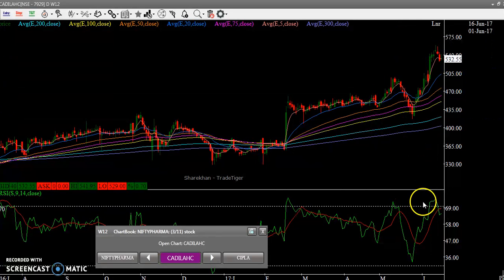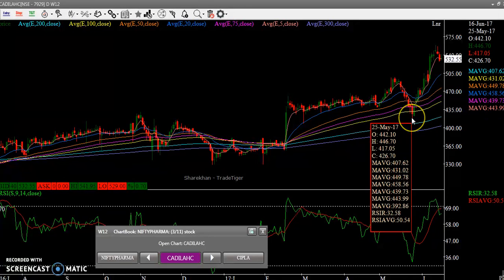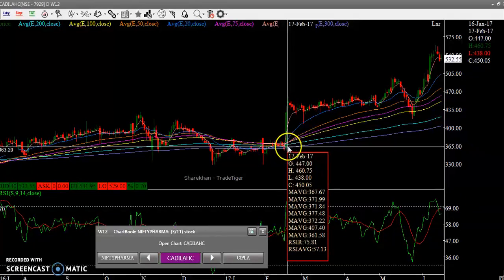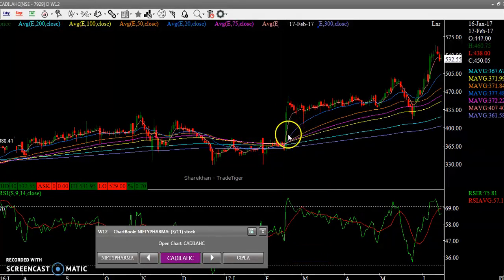Plus RSI is at overbought level. We should have been a buyer here. And likewise, I have said that whenever this bunching happens, and it breaks the moving averages bunching, this stock is very bullish after that, right? Because all the moving averages are bunched up, it means a lot of buyers are going to get into the stock.